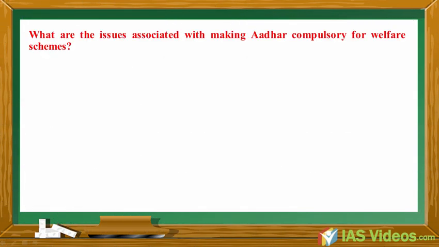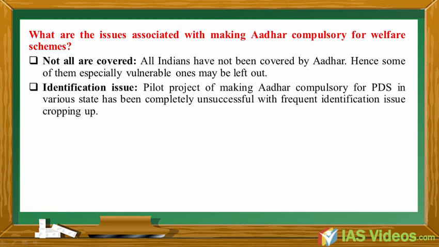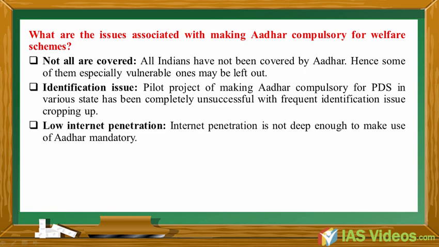What are the issues associated with making Aadhaar compulsory for welfare schemes? Not all are covered. All Indians have not been covered by Aadhaar. Hence some of them, especially vulnerable ones, may be left out. Identification issue: the pilot project of making Aadhaar compulsory for PDS in various states has been completely unsuccessful, with frequent identification issues cropping up. Low internet penetration: internet penetration is not deep enough to make the use of Aadhaar mandatory.